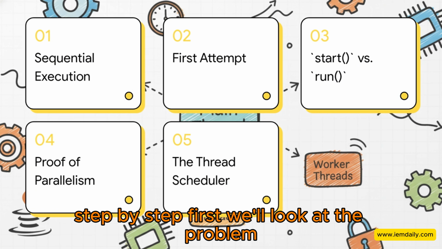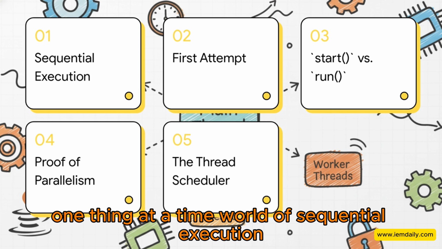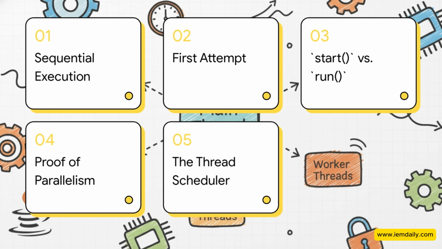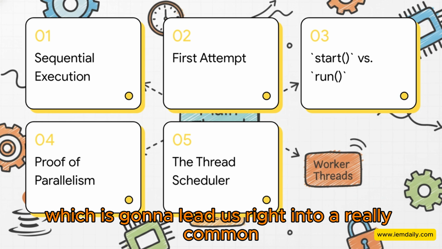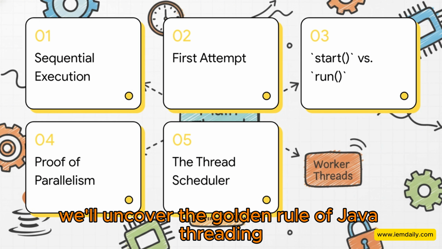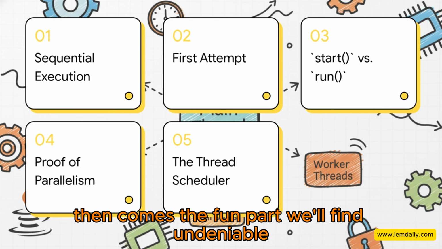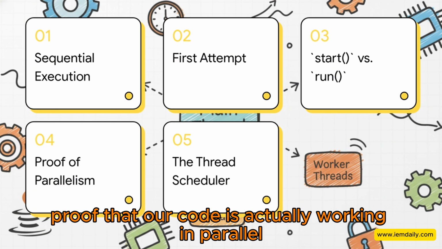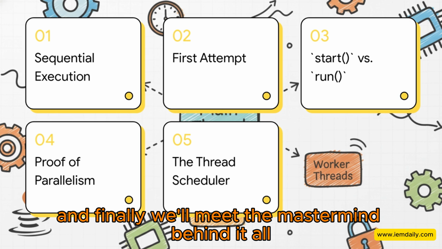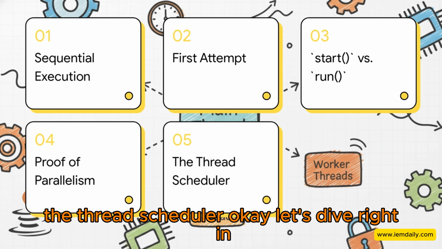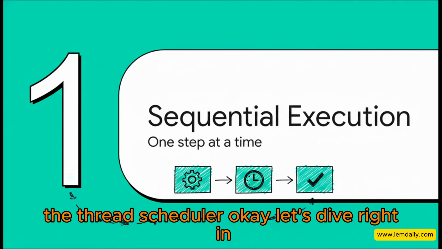First, we'll look at the problem, the normal, one-thing-at-a-time world of sequential execution. Then we'll try our first fix, which is going to lead us right into a really common mistake. After that, we'll uncover the golden rule of Java threading, the huge difference between start and run. Then comes the fun part. We'll find undeniable proof that our code is actually working in parallel. And finally, we'll meet the mastermind behind it all, the thread scheduler. Okay, let's dive right in.